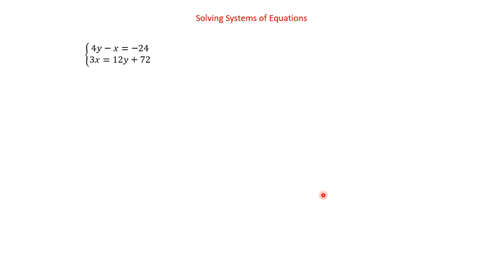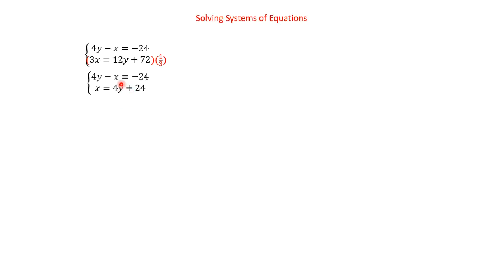Let's go 4y minus x equals -24, and 3x equals 12y plus 72. In this case, substitution is probably going to be easier because it's almost set up. We could get this x, or we could just divide by 3 here. That's what I'm going to do. I'm going to multiply everything by 1/3. That way we can get x equals 4y plus 24.